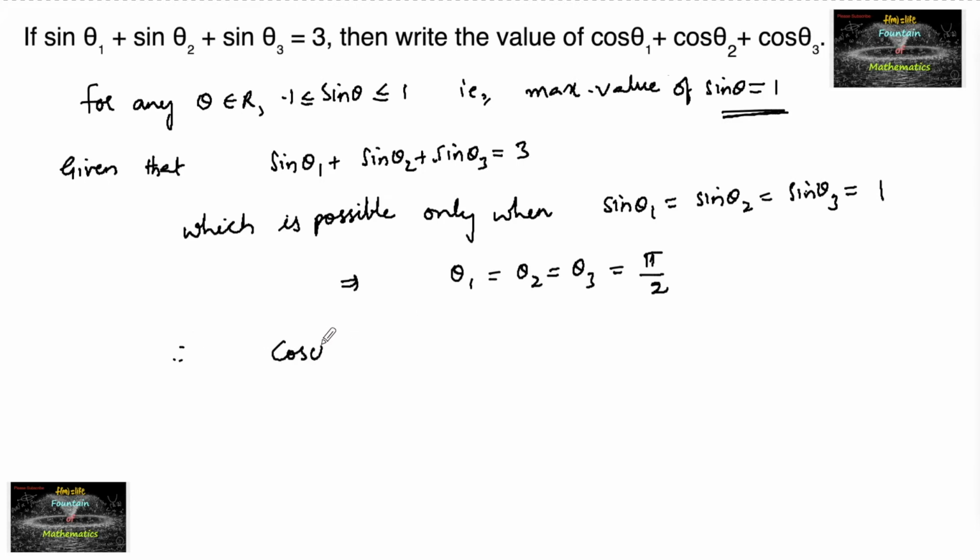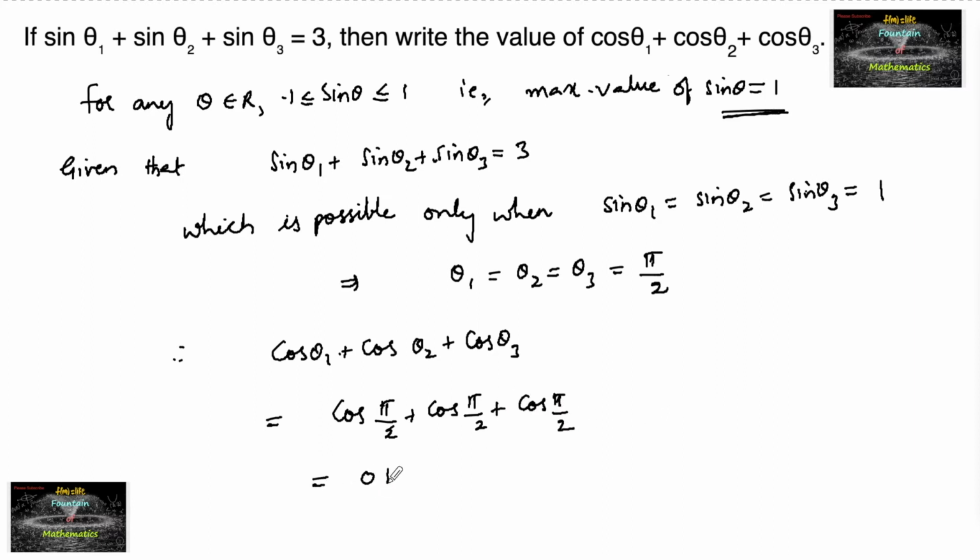the required cos θ1 plus cos θ2 plus cos θ3 is equal to cos pi by 2 plus cos pi by 2 plus cos pi by 2. Cos pi by 2 is 0, so we get 0 plus 0 plus 0. The answer is 0. When sin θ1 plus sin θ2 plus sin θ3 is 3, then cos θ1 plus cos θ2 plus cos θ3 is equal to 0. Okay, thank you.